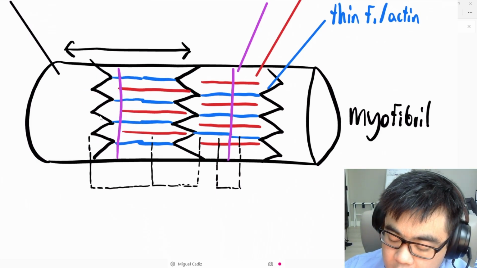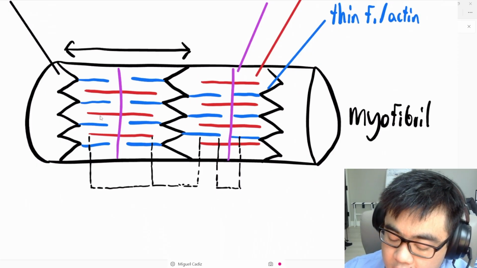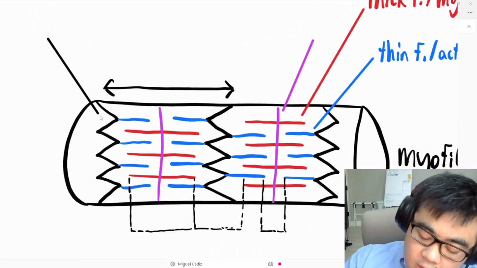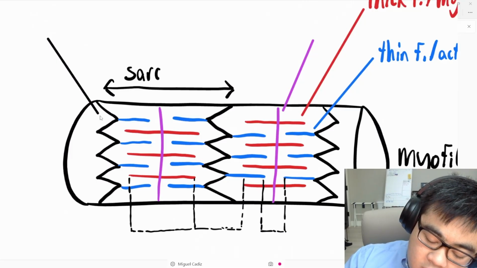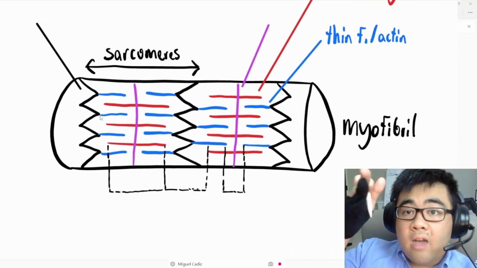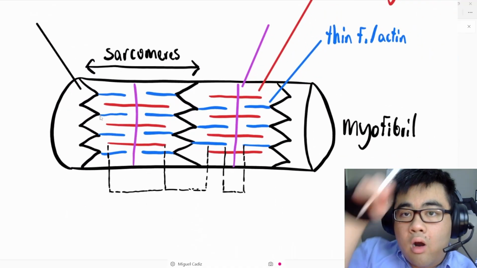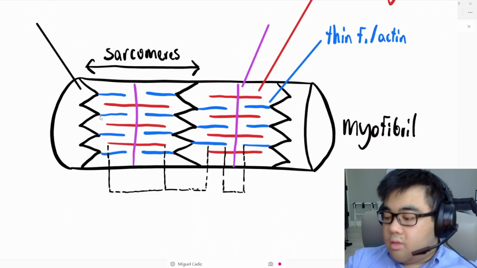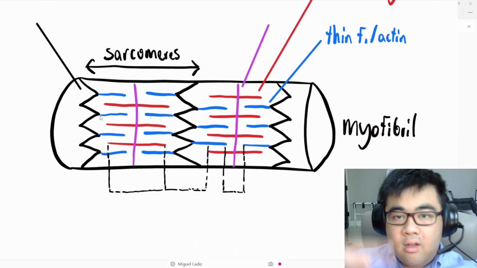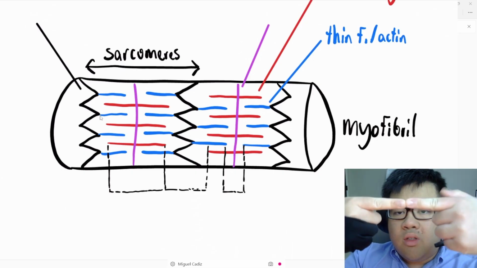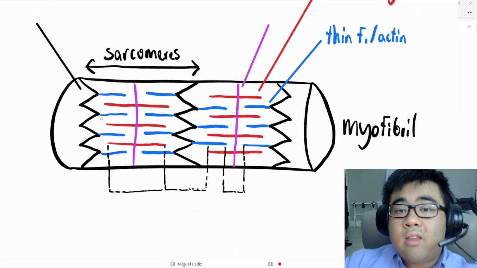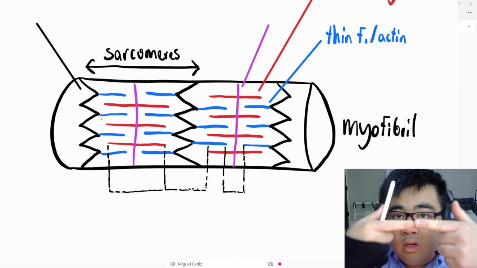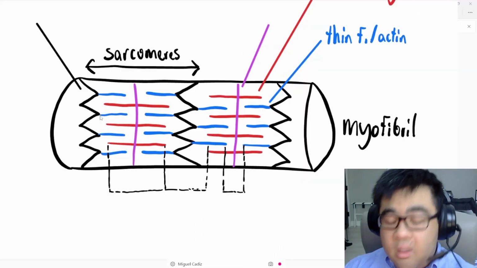Now, we call these overlapping regions of thin and thick filaments specifically sarcomeres. Basically, the sarcomeres are these regions of thin and thick filaments that, along the length of a myofibril, are end to end. So, for example, if I have this as one sarcomere and this as one sarcomere, these would just go along the length of the myofibril, each sarcomere containing these thin and thick filaments.